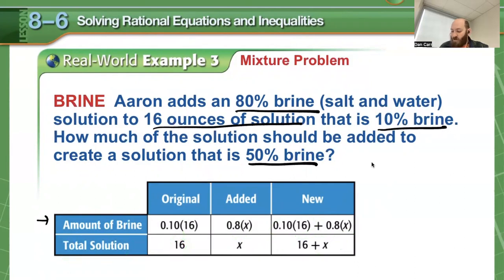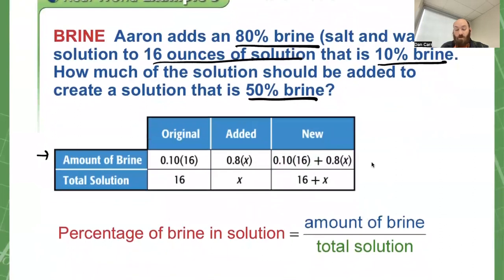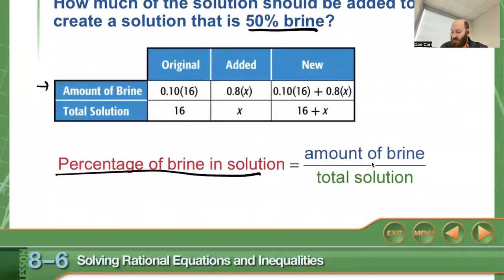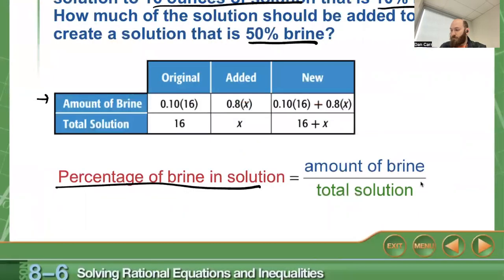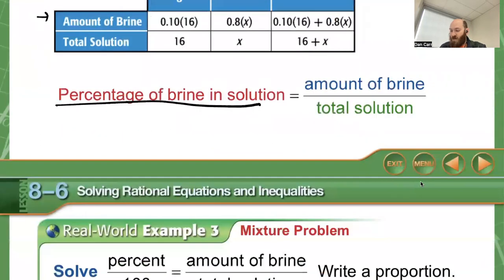How this helps us is we're going to set up this idea of the problem. The goal is 50%. So we remember the percentage of the brine is going to be the amount of the brine divided by the total solution. So this is how that looks when we set that up. The percent over 100 is equal to the amount of brine out of the total solution. So again, this is going to be the amount of brine, and that's the total solution that it's going to be out of. Okay, so that's how I can set this up.